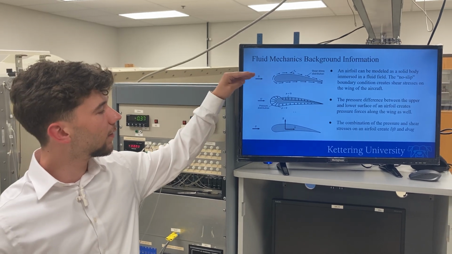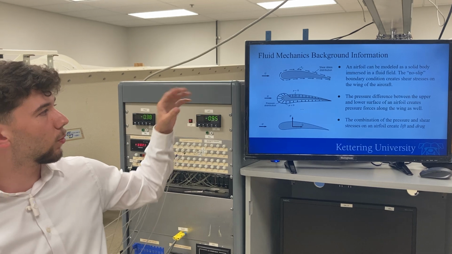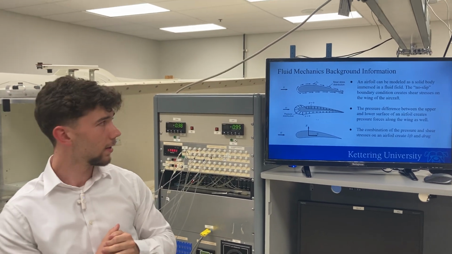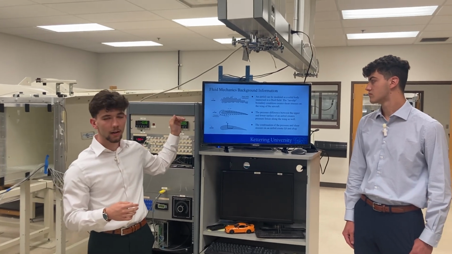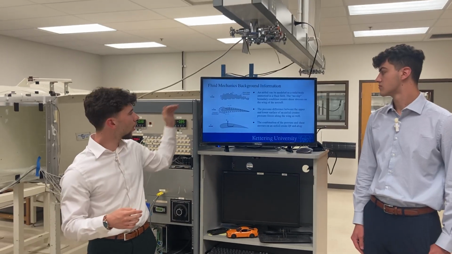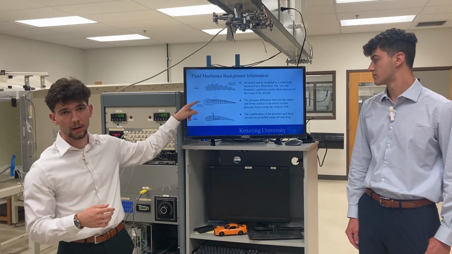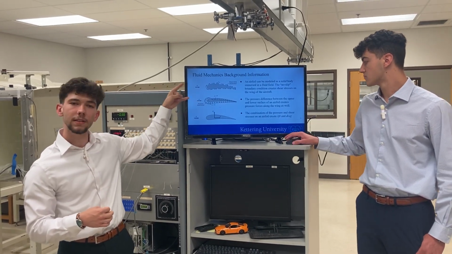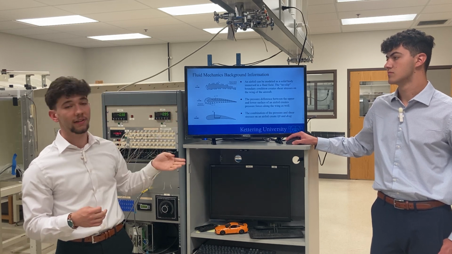Also, there's going to be air moving with velocity on the top and bottom of the airfoil, which creates a shear stress distribution around the entirety of the foil, as you can see here. Also, due to the various pressures and wind speeds over top and under the foil, there's also going to be a pressure distribution around the entirety of the foil. The combination of these two is what allows us to understand the fluid mechanics behind lift and drag forces.